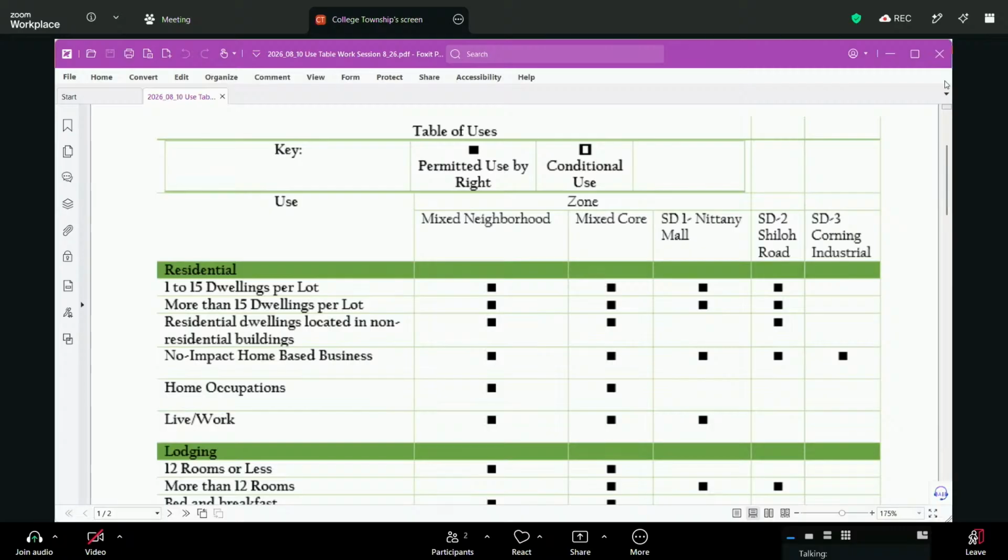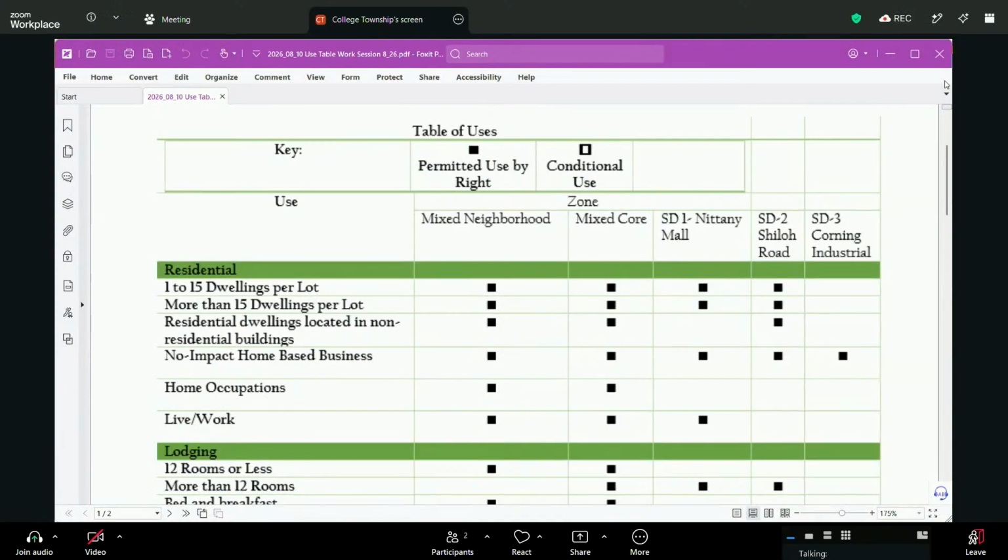Okay. So then down into lodging, this was a big discussion within Planning Commission as well. This is where Planning Commission had landed in terms of lodging. The reason that more than 12 rooms is not included in mixed neighborhood is again to keep that differentiation between mixed core and mixed neighborhood, to keep more of that neighborhood feel. And then you see more than 12 rooms moving into Nittany Mall and Shiloh. So considering the discussion you just had about housing, does council want to consider lodging in Corning?